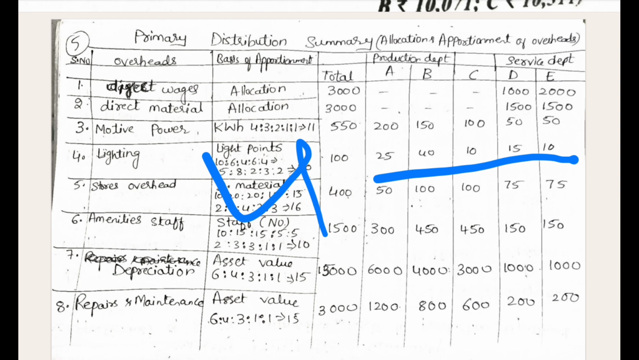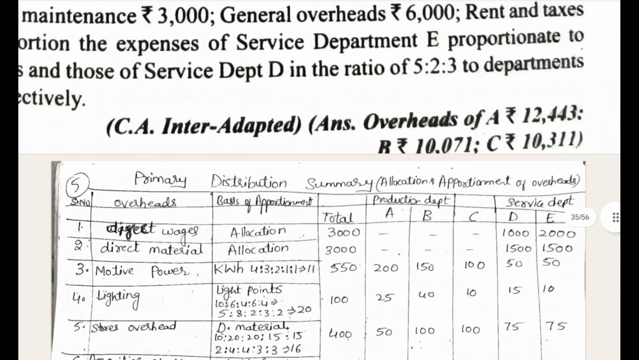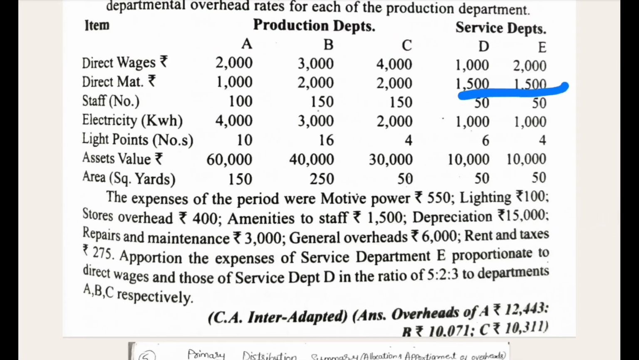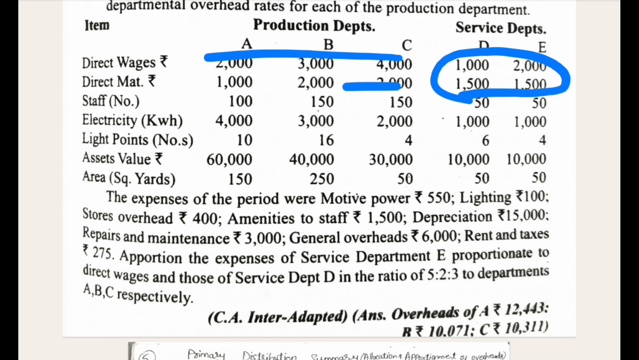So directly we are taking them for the service departments. Direct wages for department D is 1000 and for service department E is 2000. In the same way for direct material allocation, total 3000, 1000, 2000, 3000, and direct material 1500 is given. I'll show you from where I have taken this. See here, direct material and direct wages, only this we are taking. We have to ignore this. In primary distribution we are not supposed to take direct wages and direct material. It's clear?